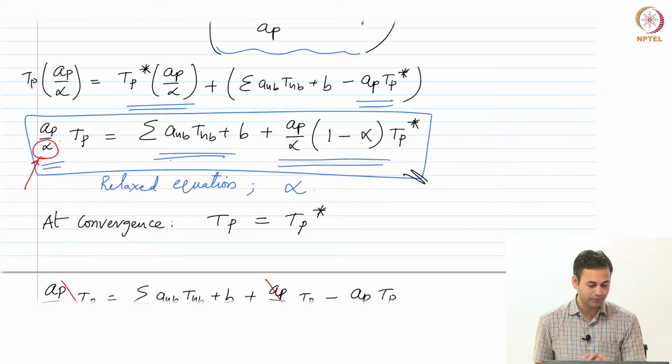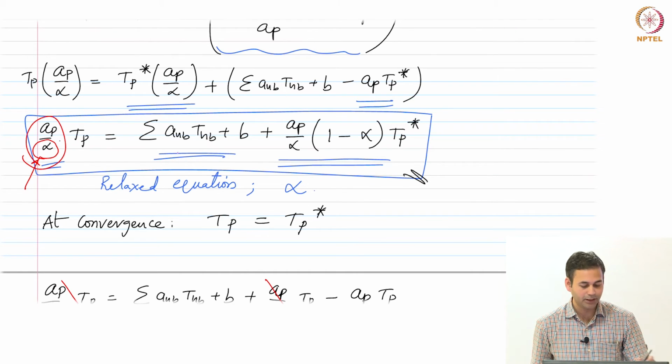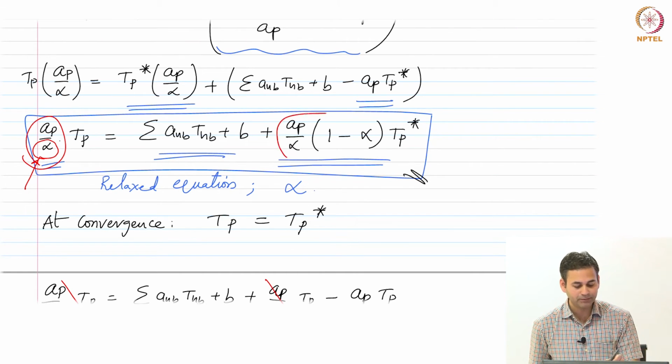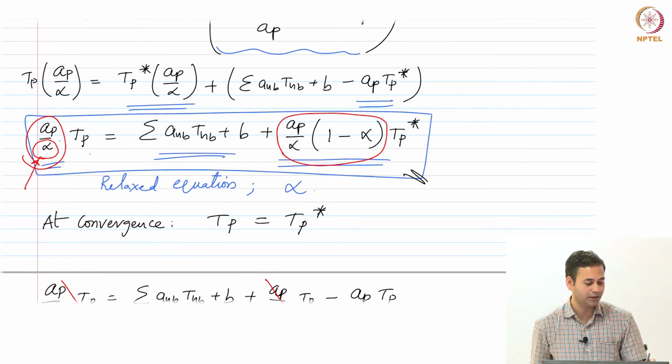Now, this equation is what you have to use if you want to under relax or over relax any equation, okay. You have this extra coefficient, AP by alpha here, and then you are adding AP by alpha times 1 minus alpha times the unknown on the right hand side. So, this is your relaxed equation for the original equation AP TP equals sigma NB TNB plus B, okay, fine. You would use this equation whenever we refer to a relaxed system for a given equation, okay.